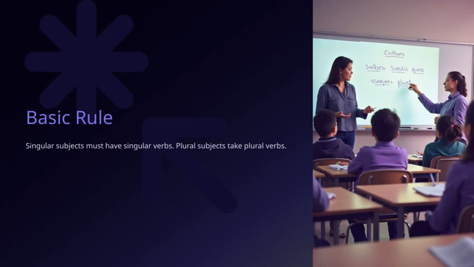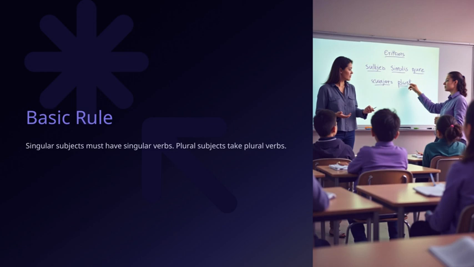Now, let's talk about the basic rule for subject-verb agreement. The key point here is that singular subjects must have singular verbs, and plural subjects take plural verbs. This might sound simple, but it's fundamental to making your sentences clear and grammatically correct. For example, if you say the dog runs, dog is singular, so we use runs, which is also singular. On the other hand, if you say the dogs run, then dogs is plural, so we use run, the plural form. Understanding this rule helps you avoid common mistakes and keeps your writing professional.